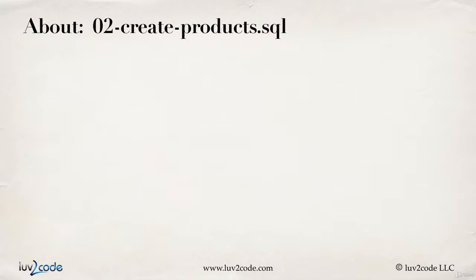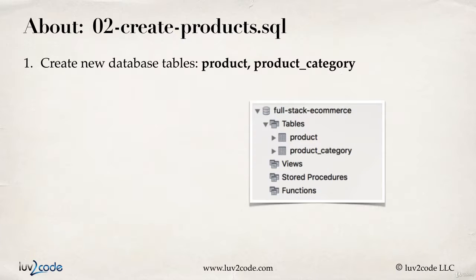Alrighty, and so information about the 02 create products.sql. So this will create new database tables for product and product category, and this will also load the tables with sample data.